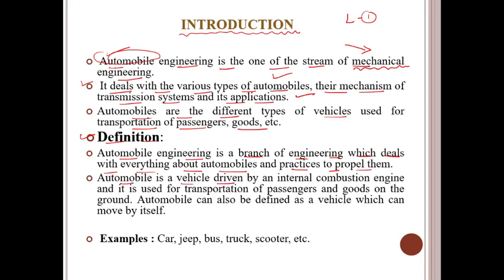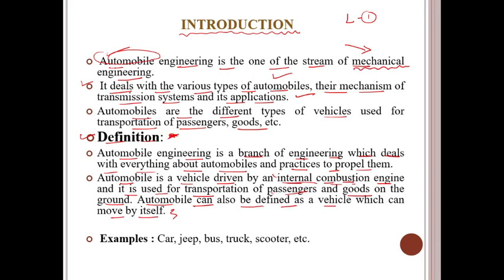An automobile is a vehicle driven by an internal combustion engine. Means there is a requirement of an internal combustion engine to run the automobile, and it is used for transportation of passengers and goods on the ground. We know passenger cars, goods carriers, buses or trucks travel on the ground. An automobile can also be defined as a vehicle which can move by itself.